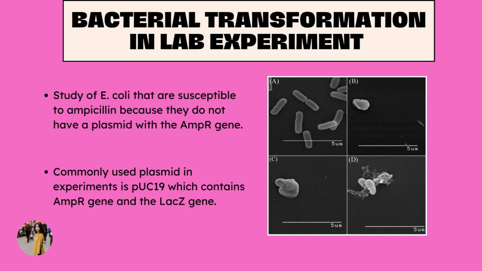So how is bacterial transformation used in laboratory experiments? We have a study of E. coli bacteria that are susceptible to ampicillin because they do not have a plasmid with the AMPR gene. A commonly used plasmid in experiments is pUC19, which contains the AMPR gene and the lacZ gene.